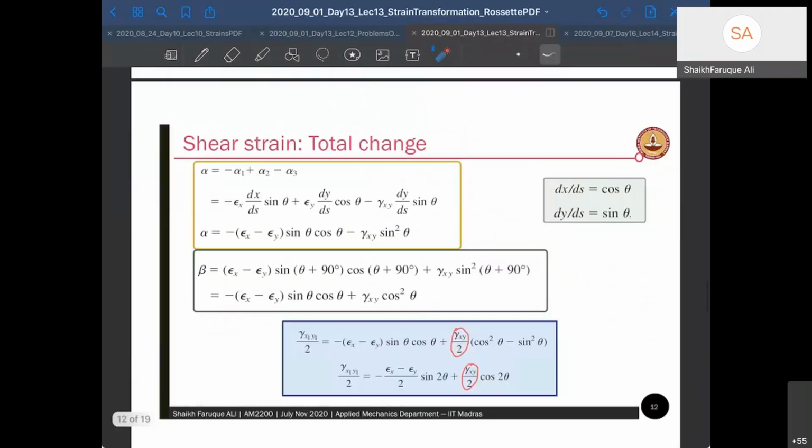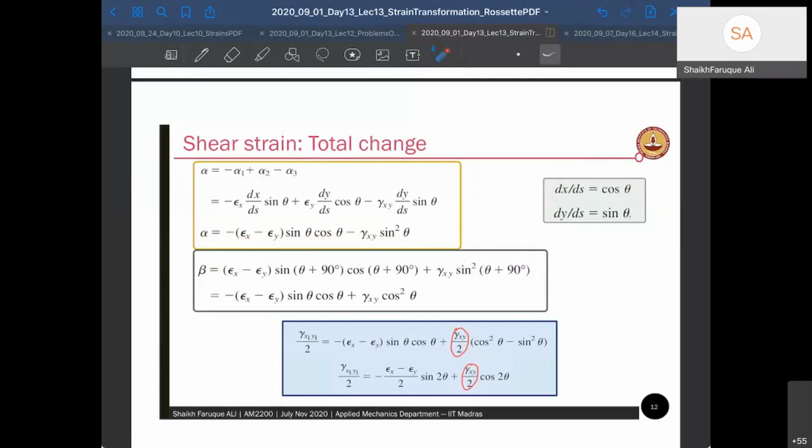Now, when you add them up, remember you have to add them up by looking at the clockwise and anti-clockwise. So clockwise is negative for us, so minus alpha 1. Anti-clockwise is positive, so plus alpha 2, and this is again negative. And you put those values back, what you get, the change in angle alpha, is going to be minus epsilon x minus epsilon y sine theta cos theta minus gamma xy sine square theta.